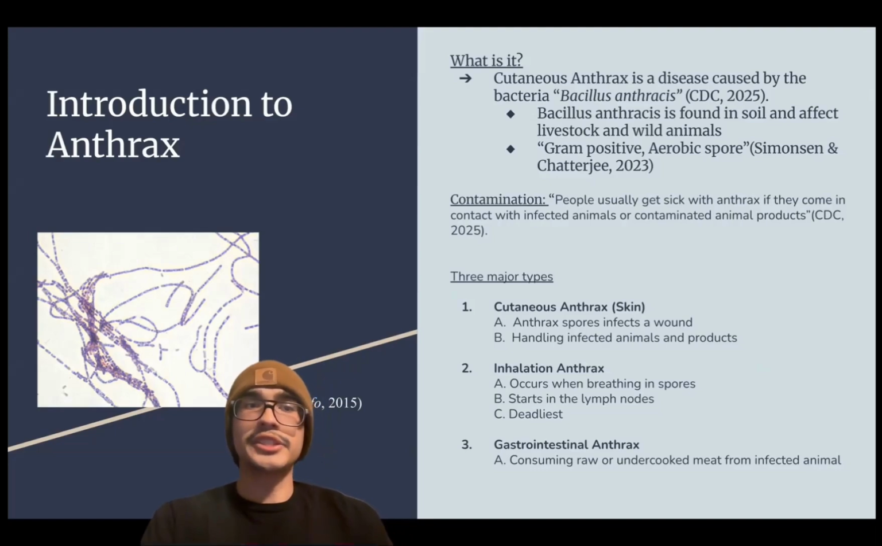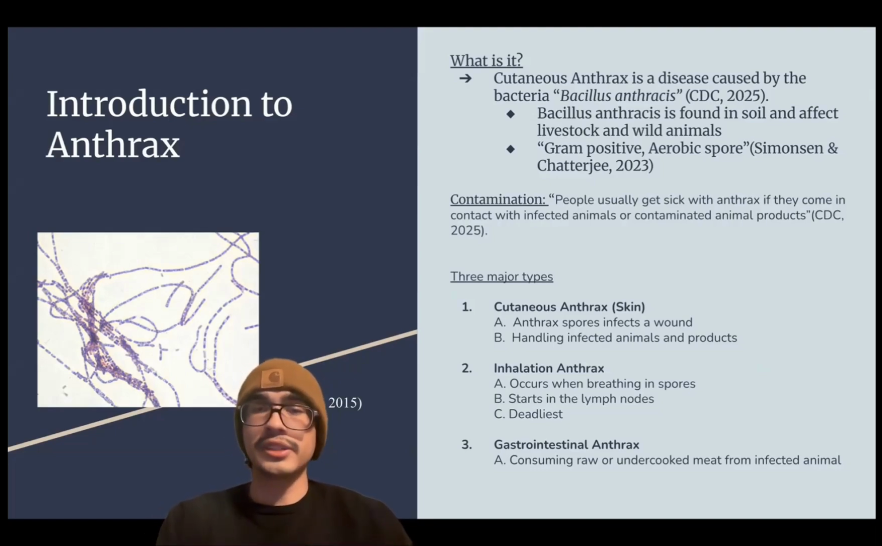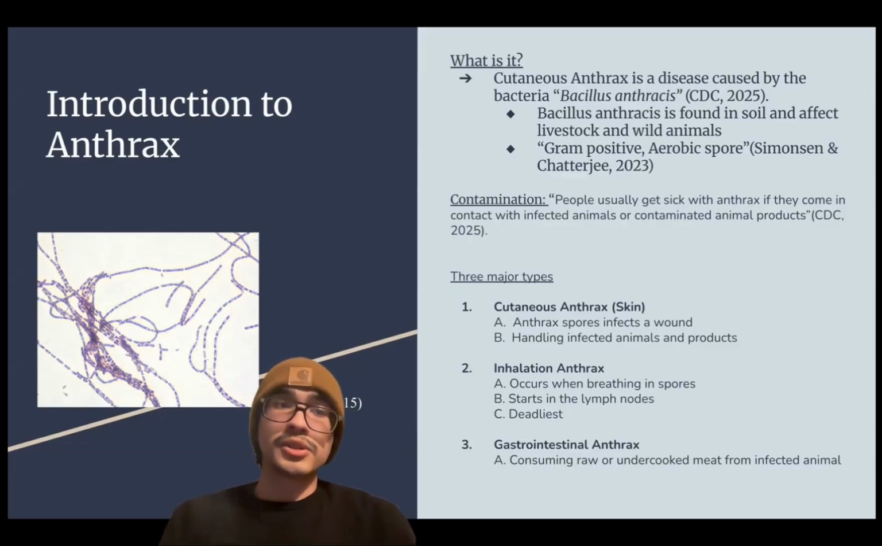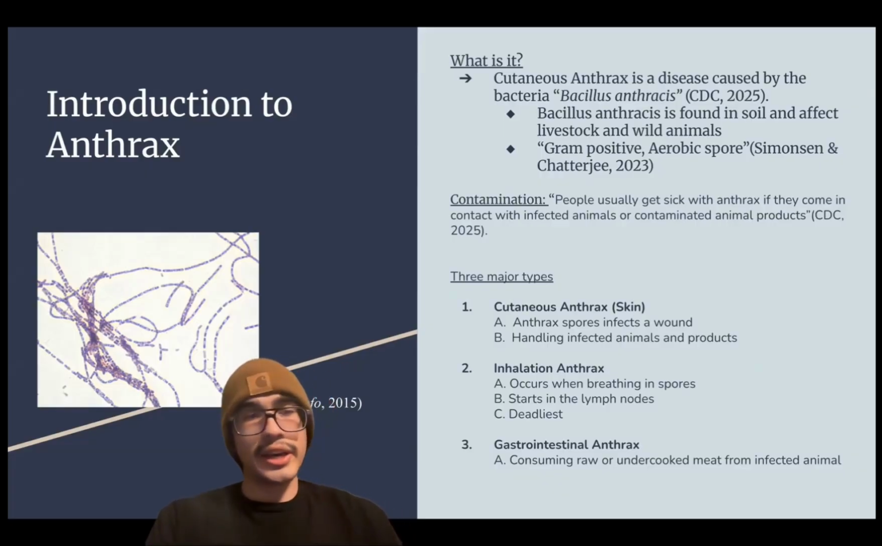The second type is inhalation anthrax, which occurs when someone breathes in anthrax spores. These spores travel to the lymph nodes in the chest, where the infection begins. It's the deadliest form of anthrax if not treated quickly. And last, we have gastrointestinal anthrax, which happens after eating raw or undercooked meat from infected animals. This type affects the digestive system and can also be very severe.